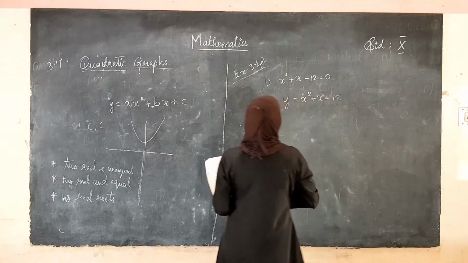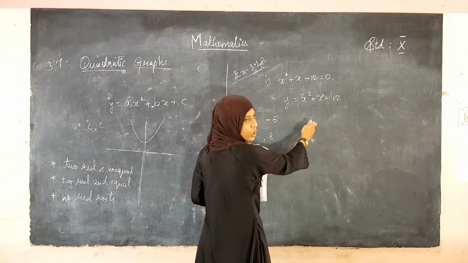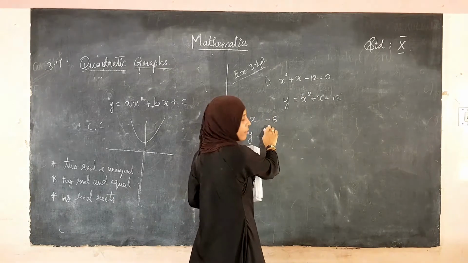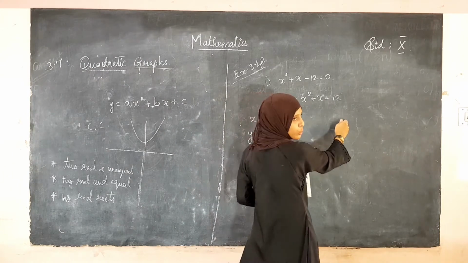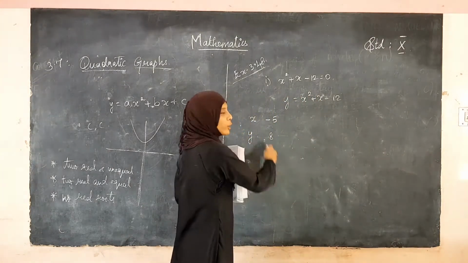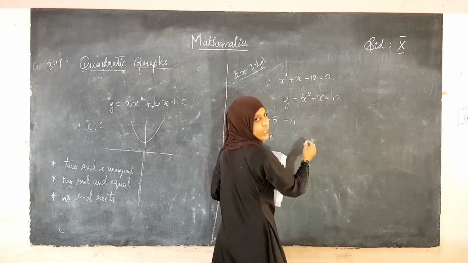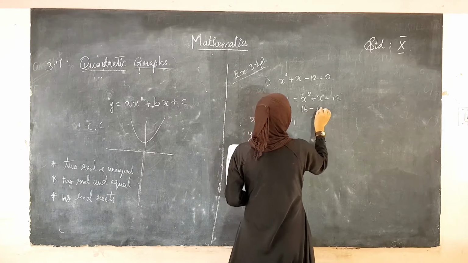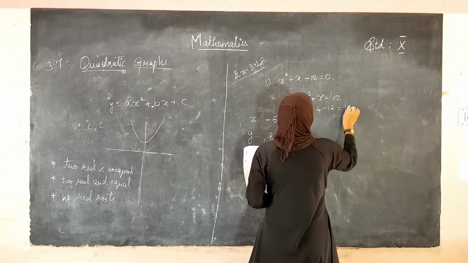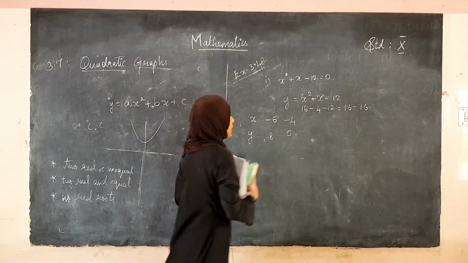Similarly, you have to take the values of x in descending order. See, we have taken minus 5, then minus 4, minus 3, minus 2, minus 1, 0, and you have to take the positive values also. Then only you can draw the graph easily. See here for minus 4. Minus 4 the whole square is 16, minus 4, minus 12. So, 16 minus 16 is 0. So, y's value becomes 0.